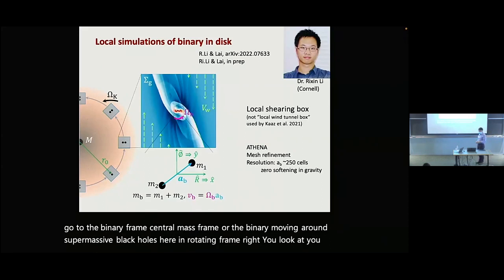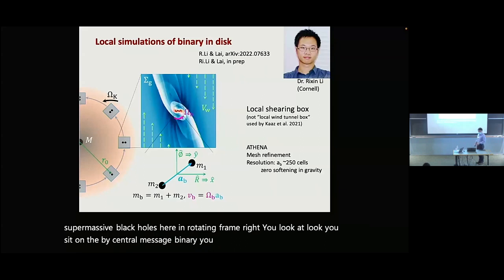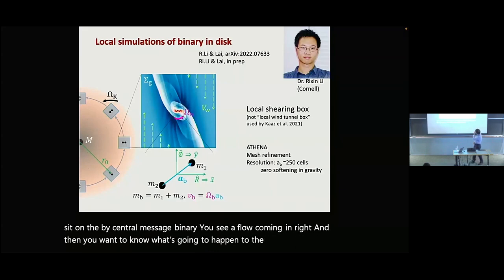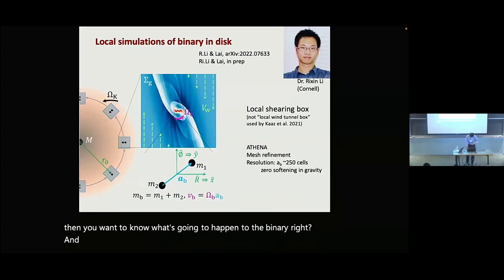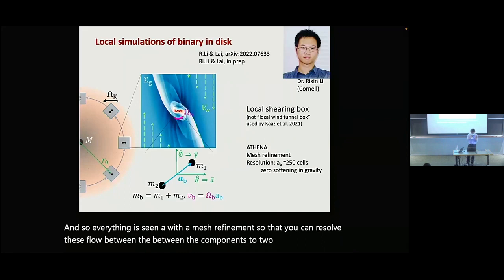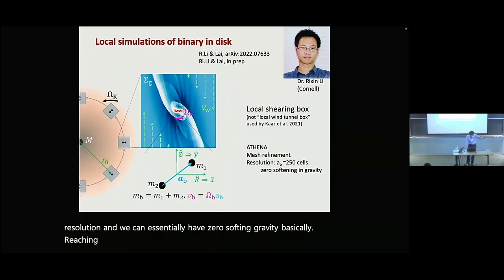You sit on the center of mass of the binary. You see a flow coming in, right? And then you want to know what's going to happen to the binary, right? And so Ruxin is using Athena with a nested mesh refinement so that you can resolve the flow between the components to 250 cells. So it's high resolution, and we can essentially have zero softening of gravity, basically. So Ruxin, I hope he's actually online, so you can ask all the difficult questions, because I'm really a pseudo numericist, not a numericist, right?